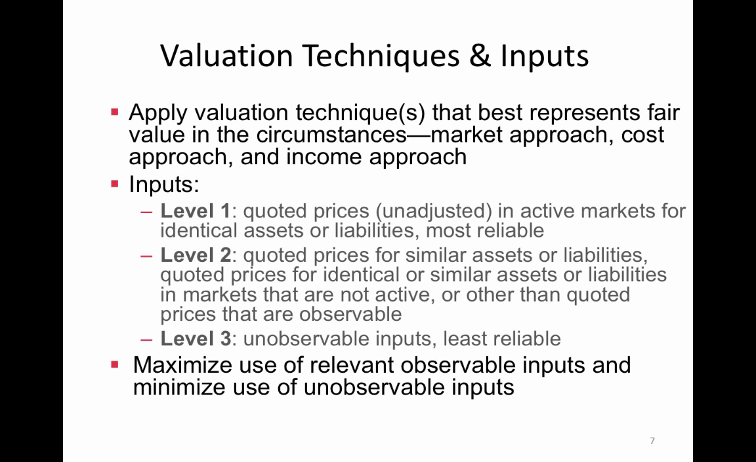And then lastly, if there are no level 1 or level 2 inputs, a government will use level 3 inputs, which it is developing based upon the best information that is available to the government. But these inputs that go into that calculation are completely unobservable to people outside, and so these are considered to be the least reliable measures of fair value.